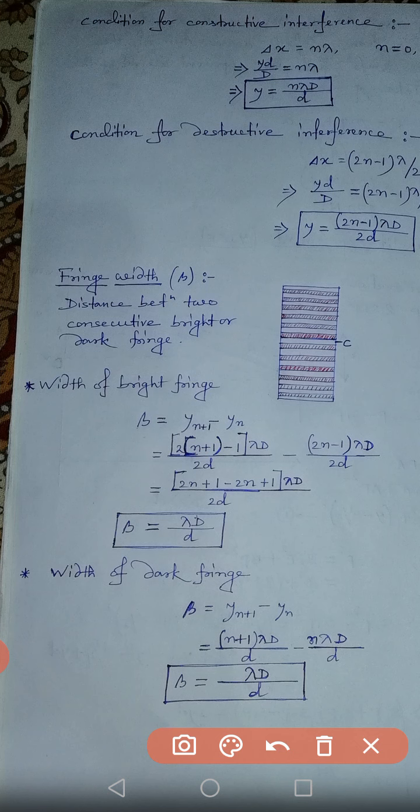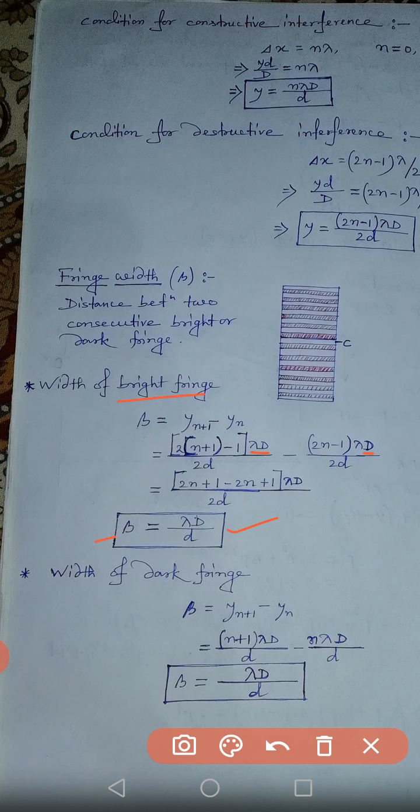So we have (2n plus 2 minus 1) lambda D by 2d. Next, minus yn. For yn it was n for the nth fringe only, so there will be no change. Do the simplification, take lambda D common, the 2 and 2n get cancelled, and we get this. So this is the fringe width of the bright fringe. It is given by beta equals lambda D by d.